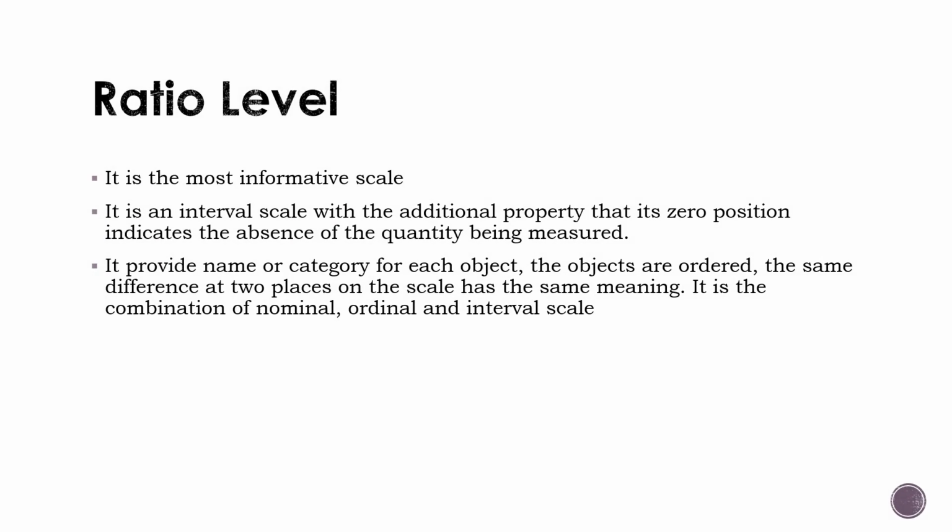Ratio level. It is the most informative scale. An interval scale with an additional property that its zero position indicates the absence of the quantity being measured. It provides a name, category for each object. The objects are ordered. The same difference at two places in the scale has the same meaning. It is the combination of nominal, ordinal, and interval scale.